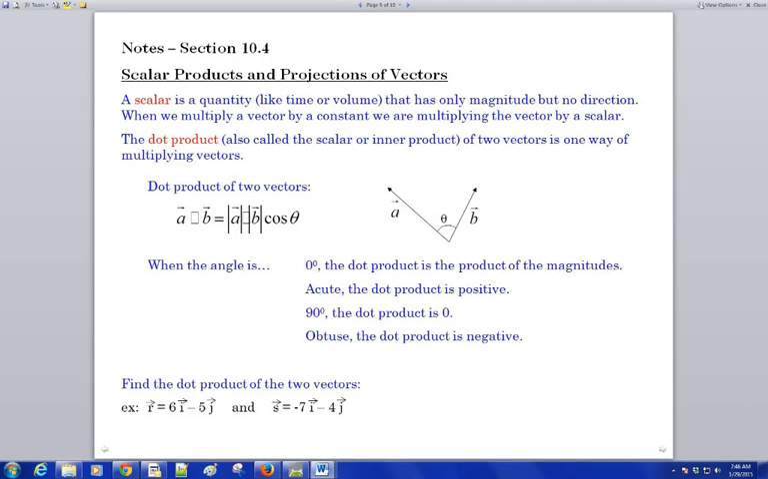Alright, so we're going to talk about scalar products and projections of vectors. We start with the idea of a scalar being a quantity, and then we are going to define something called a dot product. Our dot product is defined as the following.